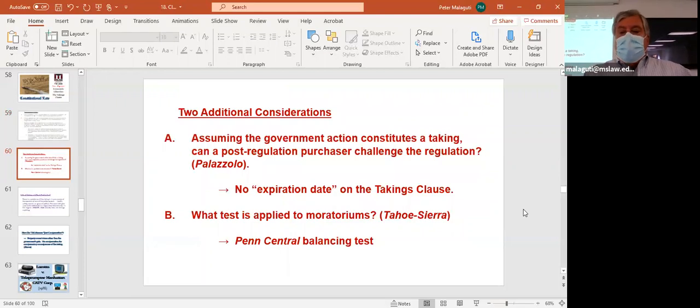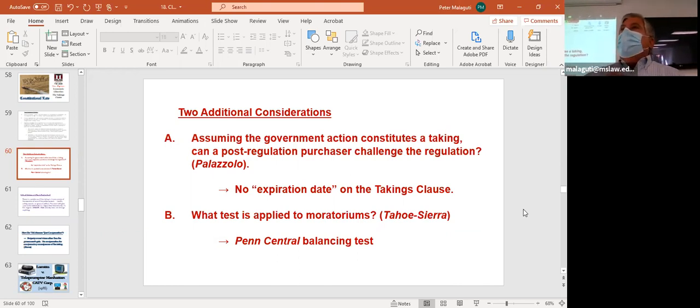Two other things we'll talk about in this case. Actually, we'll talk about a third thing that I didn't get in here because it's a relatively new case. Can someone who buys the property after the taking has occurred challenge the regulation as a taking? Or is it just the person who owns the property when the regulation is passed? This is our Palazzolo case. You will see the answer is yes. There's no expiration date on the takings clause, essentially.